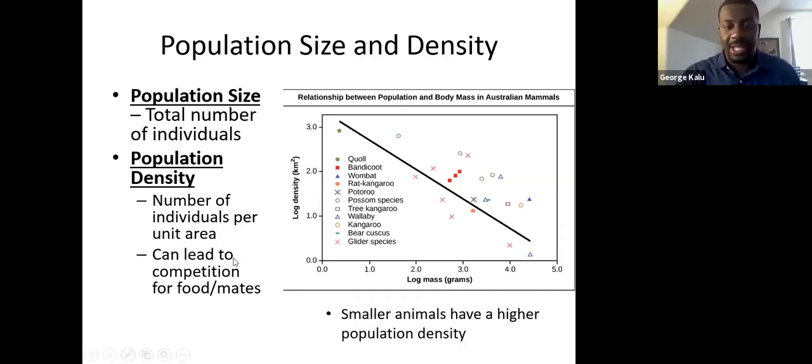All right, so that's what we see here. Smaller animals can have a higher population density than larger animals do. Large animals cannot have a high population density because, again, there's not enough resources to sustain that many large organisms in a small space.